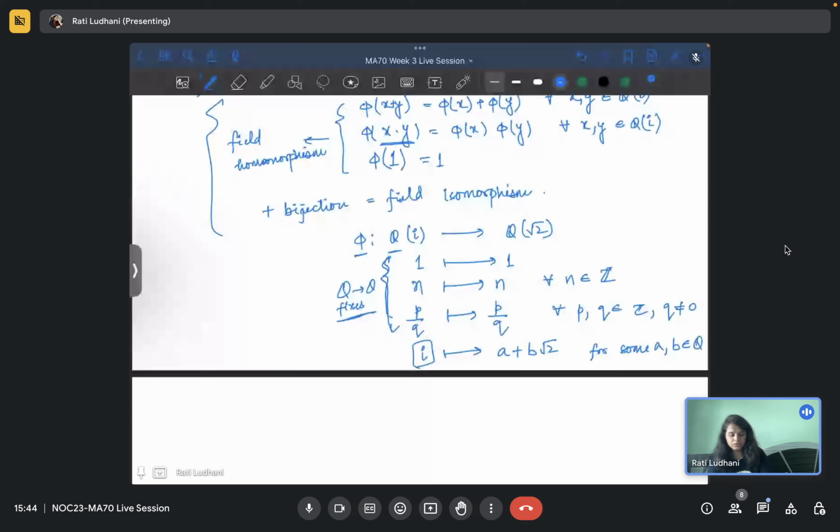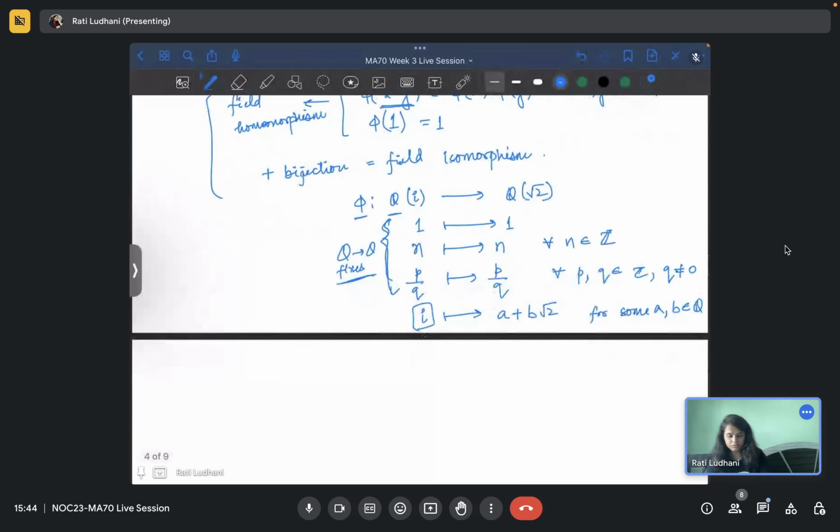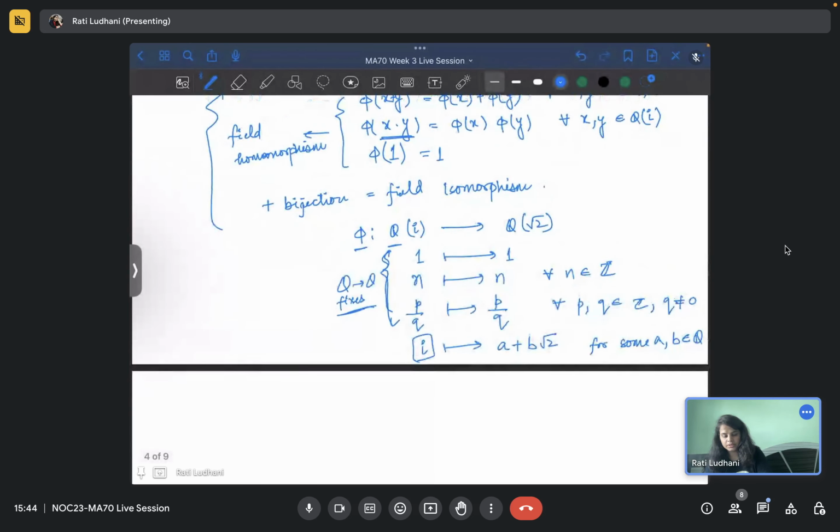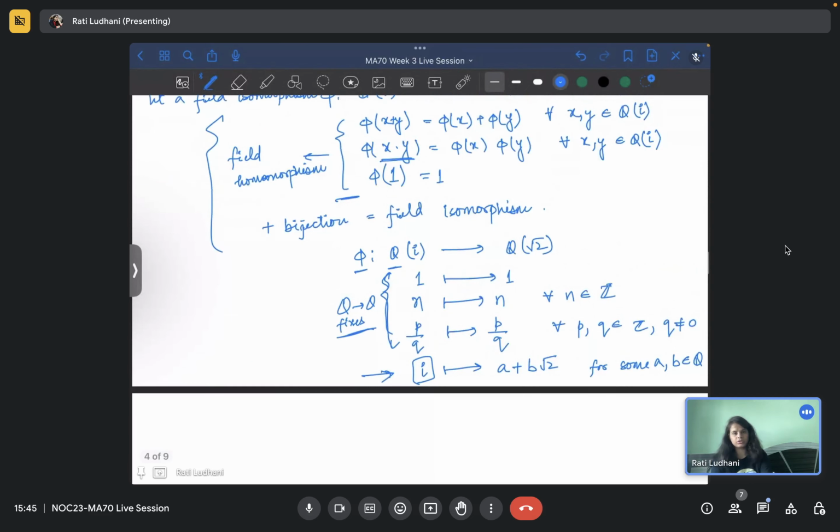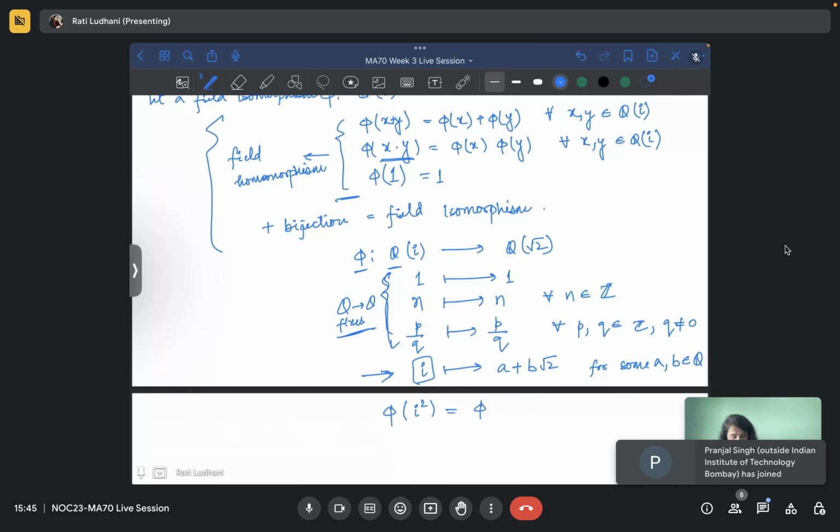So from these three properties, what can I do to get a contradiction? Phi of i squared must be equal to phi of i into phi of i, which is going to be (a plus b root 2) whole square. And phi of i squared is phi of minus 1, which is minus phi of 1, which is minus 1.